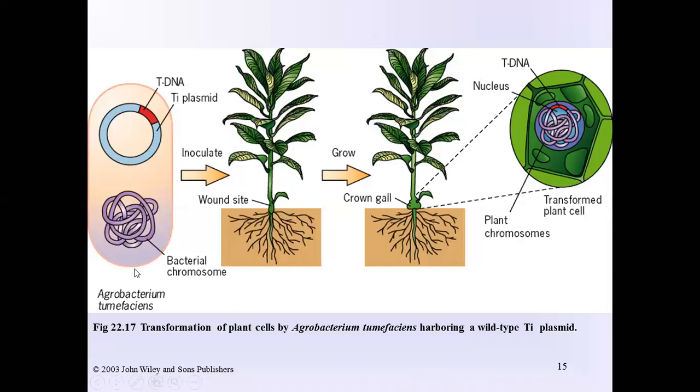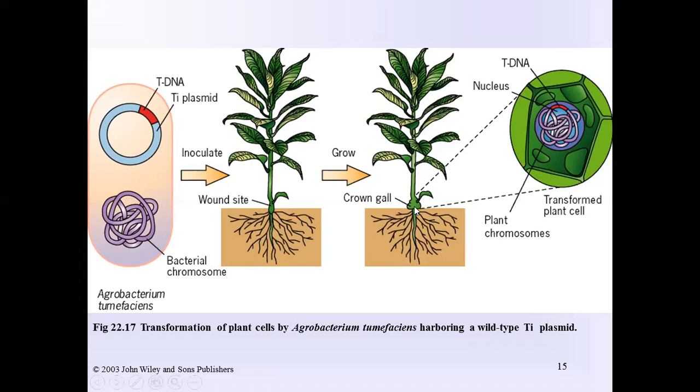So this is the Agrobacterium tumefaciens cell, and this cell has the plasmid. This is the bacterial chromosome, this is the Ti plasmid, and this is the transfer DNA. Only this region, the red region, will transfer into the plant cell. The remaining region will remain outside. Only this region will be integrated into the plant genome.